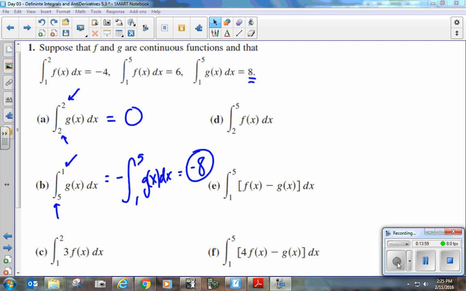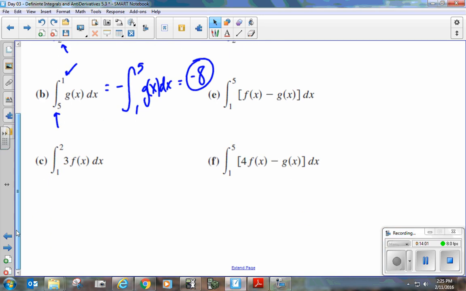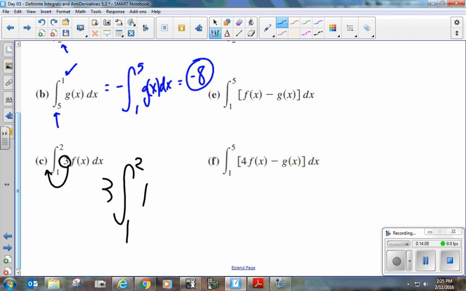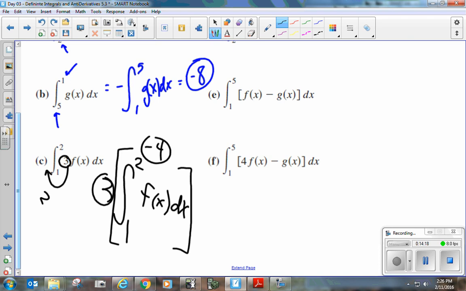It is -12. Because this is a constant, I can put that up front. 3 times the integration from 2 to 1 of f of x dx. And this right here, if you look up front, is -4. 3 times -4 is -12. Good.